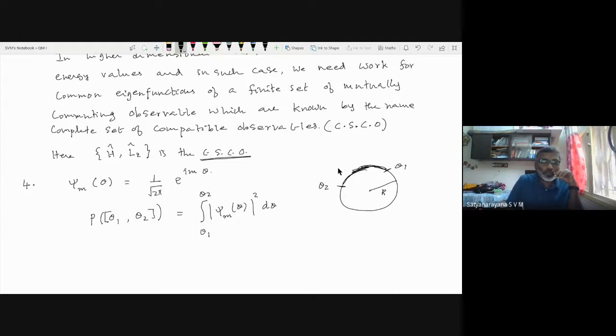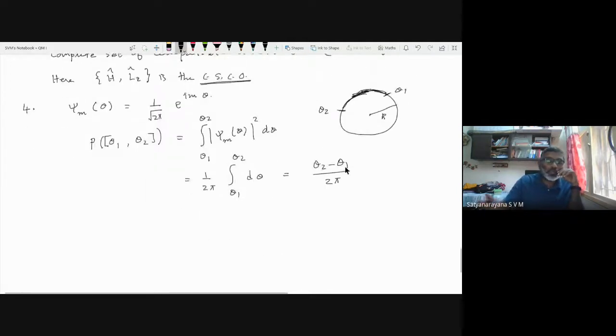That is equal to 1 by 2 pi into the integral from theta 1 to theta 2. The mod square of this one is 1, so it is d theta. So that is equal to theta 2 minus theta 1 divided by 2 pi. Now the question he is asking is that this probability is independent of any physical attribute of this particle. This is a uniform probability because it depends on the length, right? When theta 2 equals 2 pi and theta 1 equals 0, the probability is 1, correct?